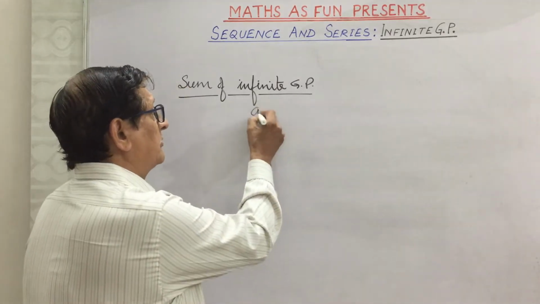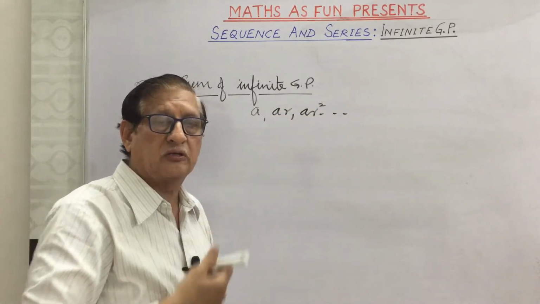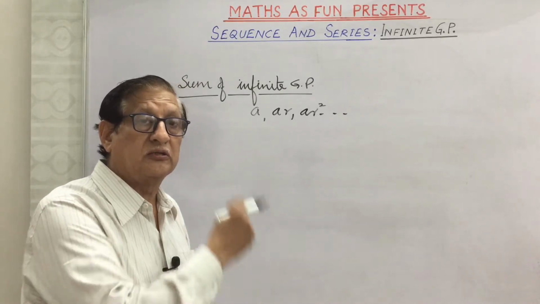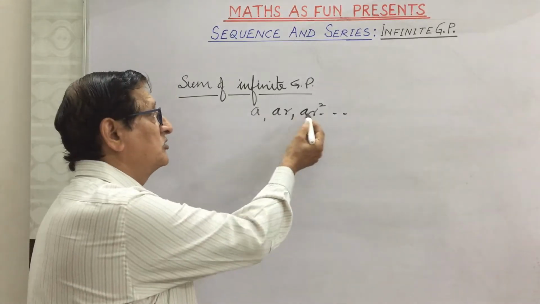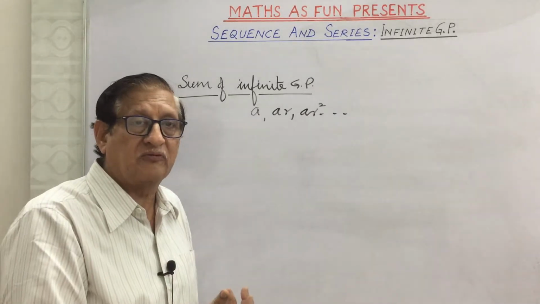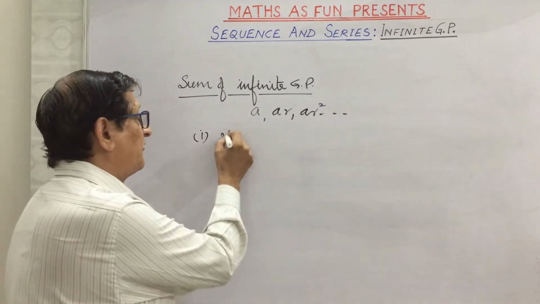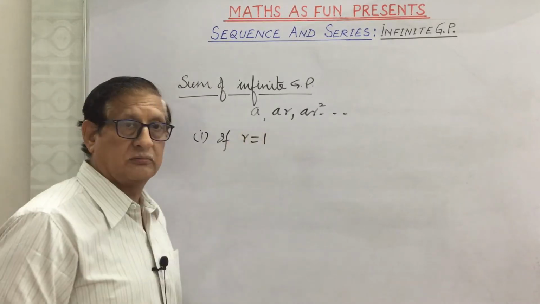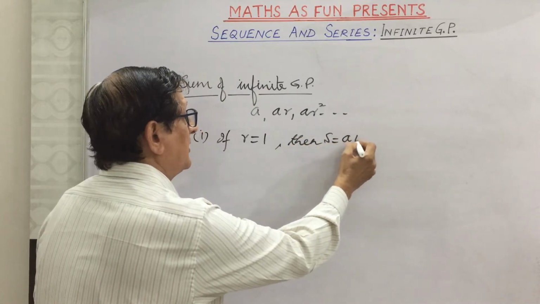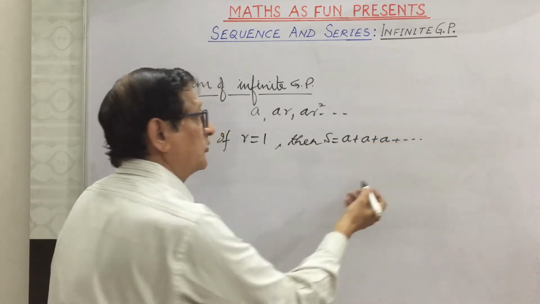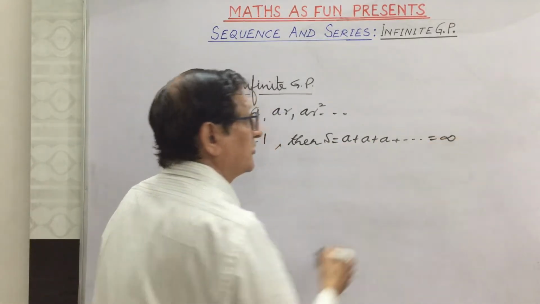We take the GP here a, ar, ar square and so on, and it contains infinite number of terms. Before finding the sum of this, we have to see what is the common ratio. Here the common ratio is r, but what is its numerical value? We can have the cases. Number one, if r is equal to 1, then the sum will be a plus a plus a, up to infinity it goes. And then the sum itself will be infinite.